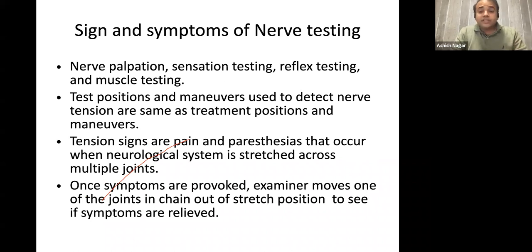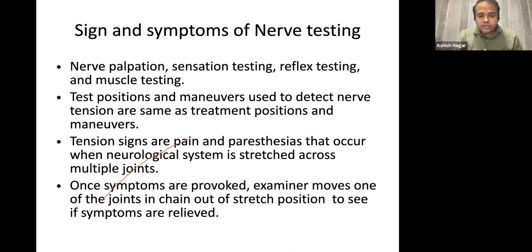So what are the other kinds of testing that you have to do? It's not just the nerve tension testing. You should know how to palpate a nerve. For that, you should have thorough knowledge of the anatomy of the nerve and the places where the nerve is more superficial. You should know how to do sensation testing: light touch, deep touch, two-point discrimination, and even stereognosis and proprioception. The reflex testing, the myotomal testing, and even manual muscle testing.